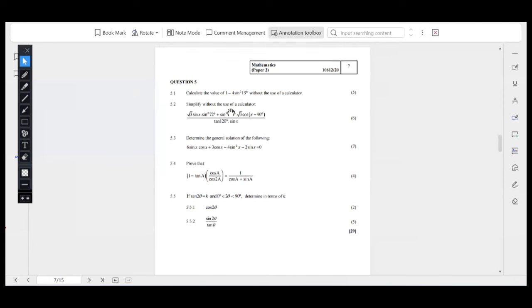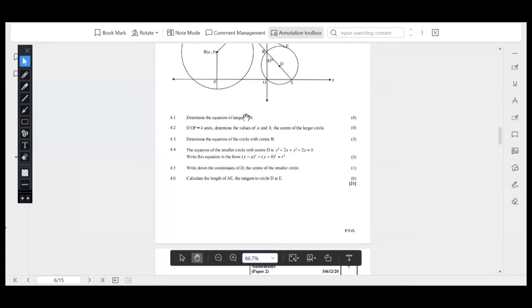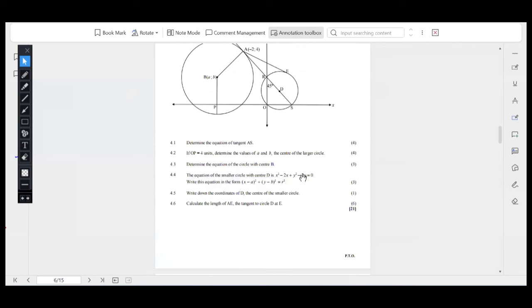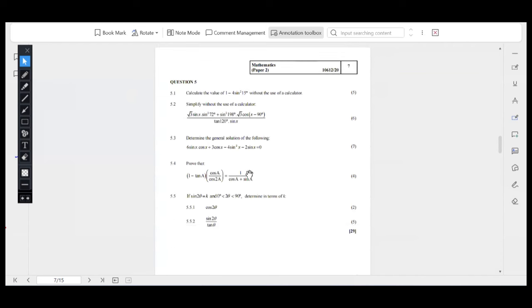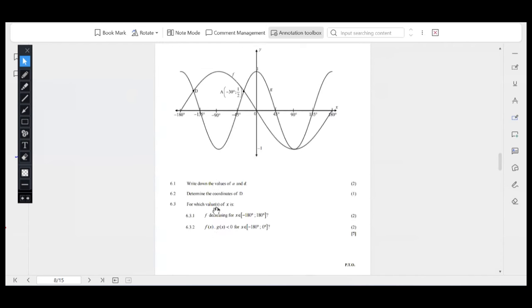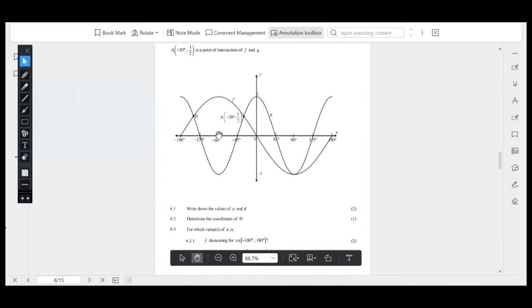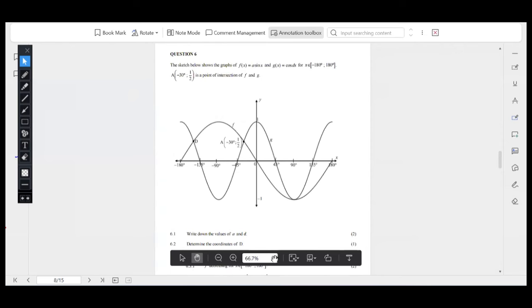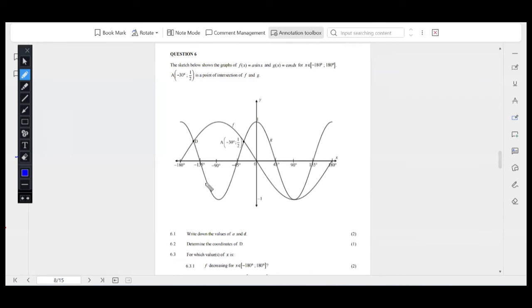So if you want to pass the exam, again, make sure that you know all your questions from question 1 up until question 4, right? Then you can just grab a few from question 5. And then also your question 6 is not very difficult, trig functions. So know where your marks are again. Know where your strength lies and where you can collect marks.